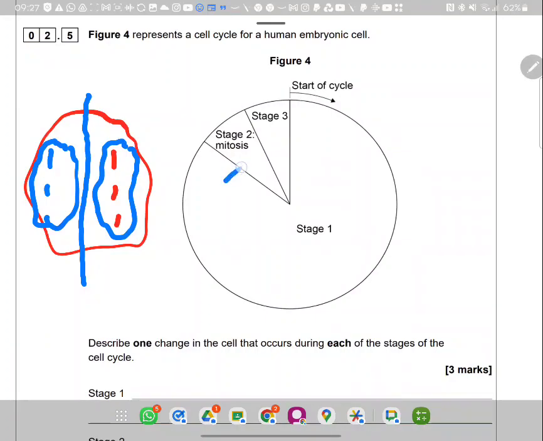This stage here is the mitosis, where the chromosomes line up in the middle and then split and then nuclei form, 2 new nuclei. This stage is cytokinesis, which is the cell splitting, and this stage is where DNA is replicated, the organelles double in number, and the cell grows in size. Okay, hope that helps.